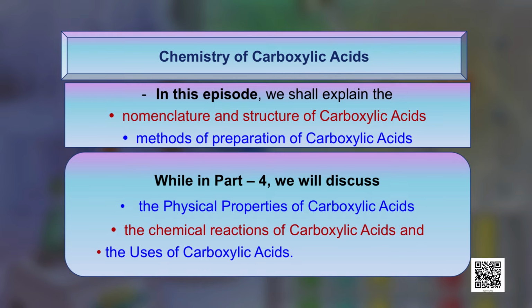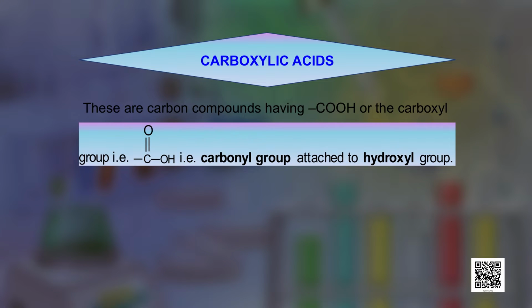While in part 4 of this series of sessions, we will first discuss the physical properties of carboxylic acids and then the chemical reactions of carboxylic acids and finally the uses of carboxylic acids. So, let us first know what are carboxylic acids.